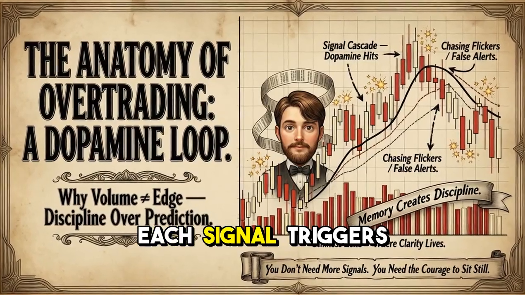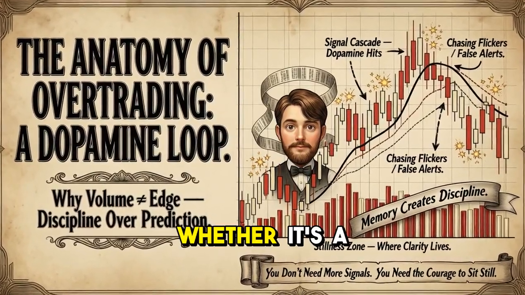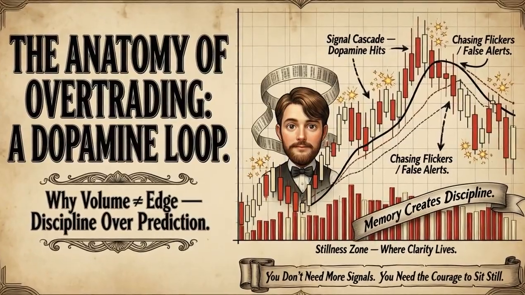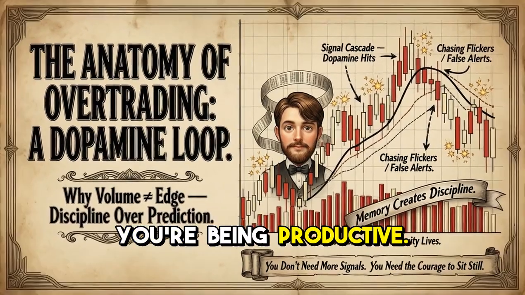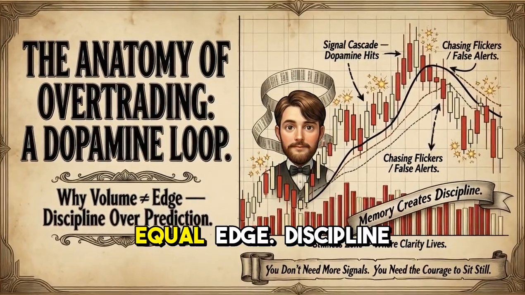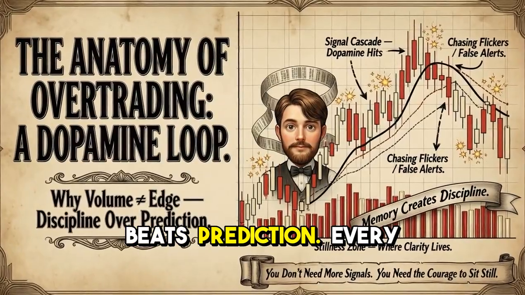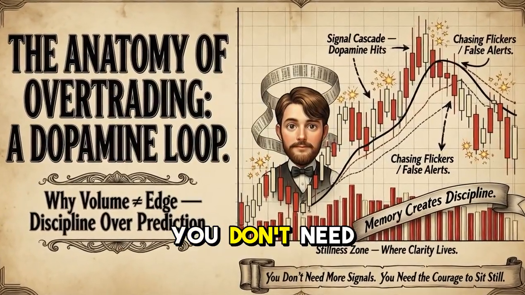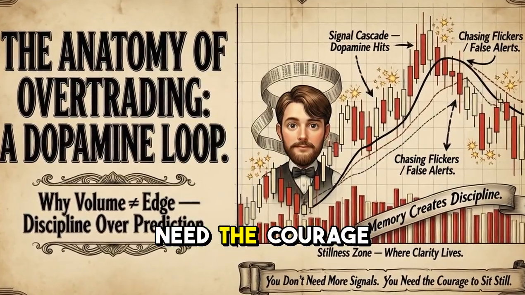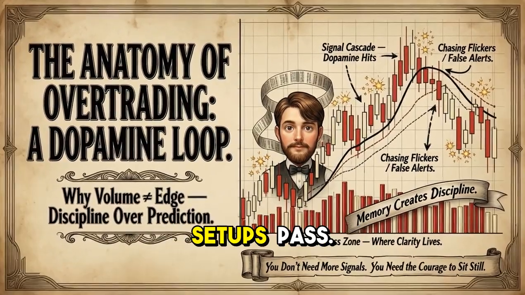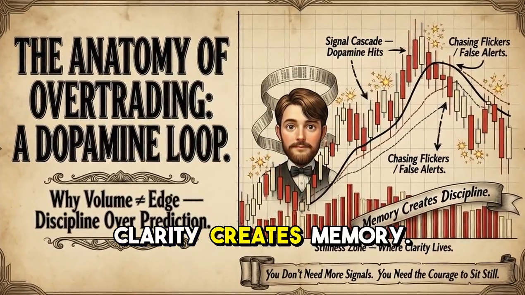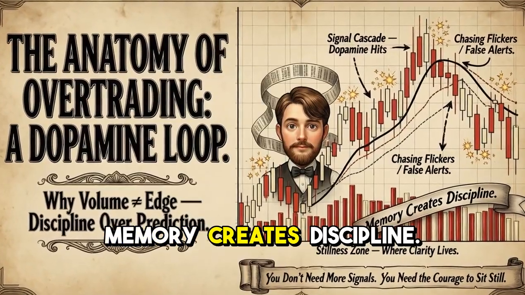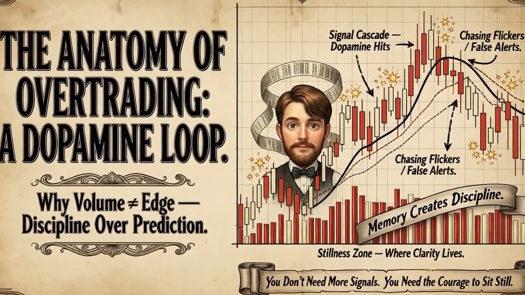Overtrading is a dopamine loop. Each signal triggers a small hit, whether it's a winner or loser. You chase the next flicker, the next alert, convincing yourself you're being productive. But volume doesn't equal edge. Discipline beats prediction every time. You don't need more signals. You need the courage to sit still and let mediocre setups pass. Stillness creates clarity. Clarity creates memory. Memory creates discipline.